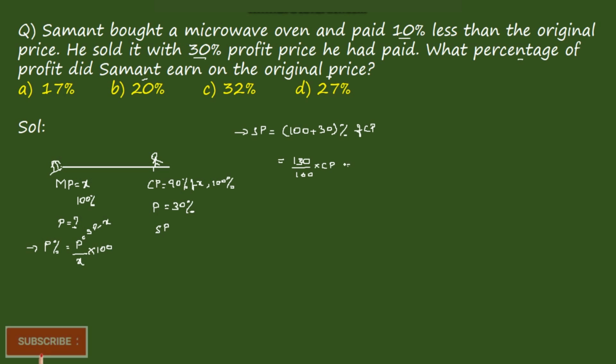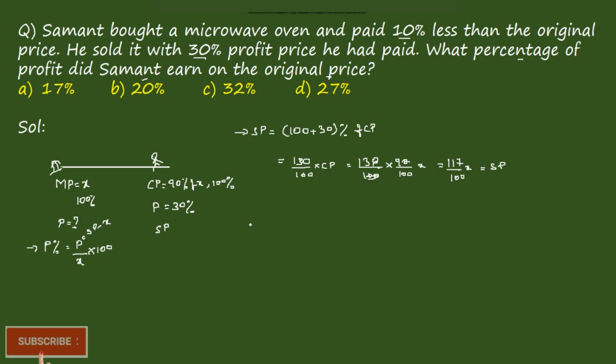What is the cost price? It's 90 percent of x, so it becomes 90 by 100 into x. So the selling price becomes 130 by 100 into 90 by 100 x. All the zeros get cancelled, and 9 times 13 comes to 117, so 117 by 100 x is the selling price.